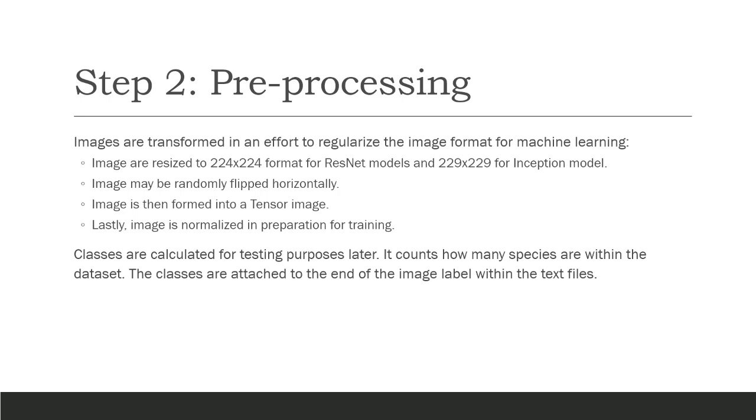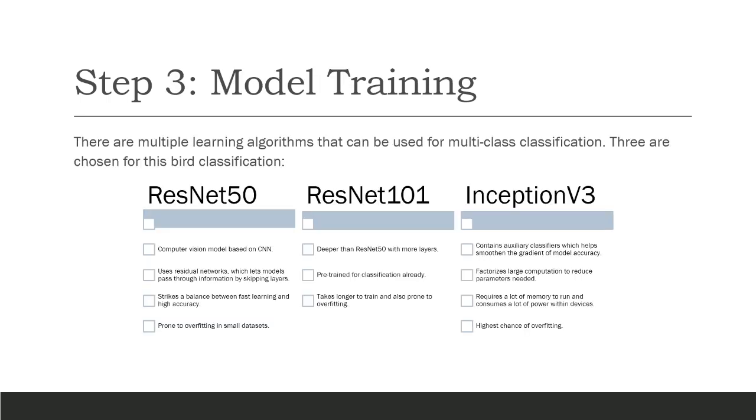Classes are calculated for testing purposes, which will be done later, because it counts how many species are within the datasets. How do we know these? The classes are attached to the end of the image label within the text files.